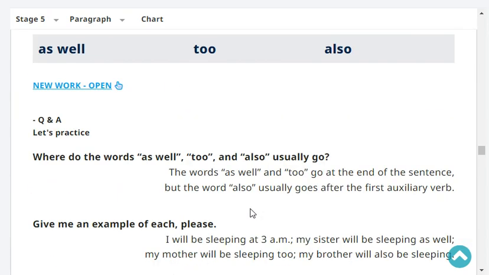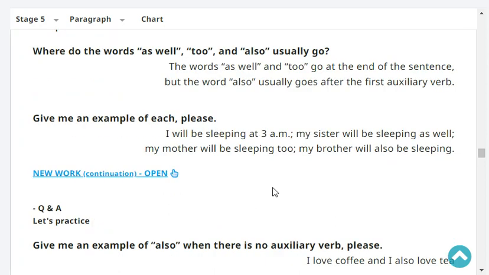Where do the words as well, too, and also usually go? The words as well and too go at the end of a sentence, but the word also usually goes after the first auxiliary verb. Give me an example of each, please.